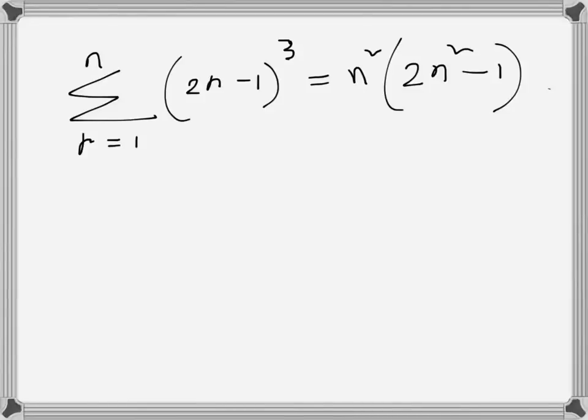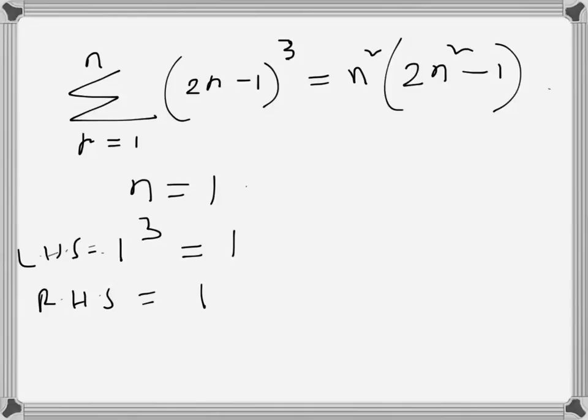I want to prove this relationship using mathematical induction. So first I will start when n is equal to 1. When n is equal to 1, the left hand side becomes 1 cube, because 2 times 1 minus 1 is 1, and the right hand side becomes 1 squared times (2 times 1 squared minus 1), so that's actually 1 times 1, so that's 1.